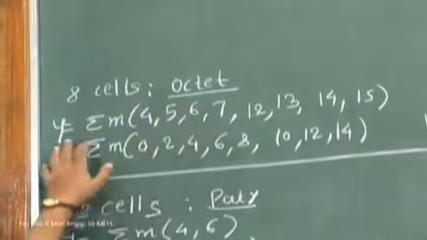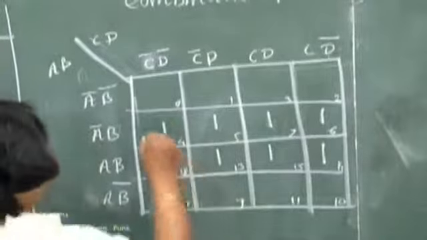So y is equal to summation m 4, 5, 6, 7, 12, 13, 14, 15. So at this given combination, our output is going to be 1. So at 4, 5, 6, 7, and 12, 13, 14, 15. Okay. So here my output is going to be 1, remaining at all the output is 0. Now here there are total 8 adjacent ones, which can be coupled together.